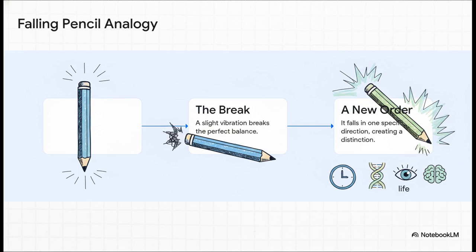Step 2 is the break. The tiniest little wobble and bam, that balance is gone. And in that moment, it has to pick a direction. That choice creates step 3, a new order, a specific reality where it fell in one direction and not all the others. This little 3-step dance is the key to everything we're going to talk about today.